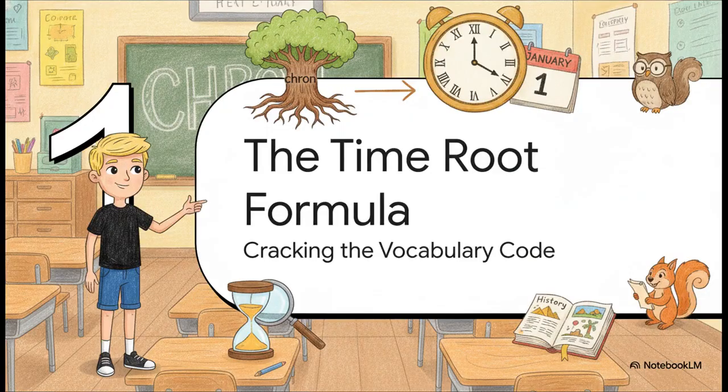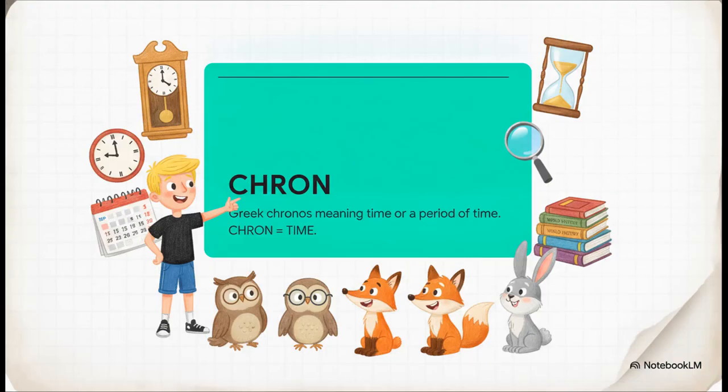Part 1, the time root formula, or as I like to call it, cracking the vocabulary code. We're starting right off with our most powerful tool, the root formula itself. This is the master key. It appears in so many words about time, clocks, schedules, history, seasons, you name it. The root is Chron. It comes directly from the ancient Greek word chronos, which simply means time or a period of time. If you know Chron, you can instantly understand those hard, intimidating words so much more easily.